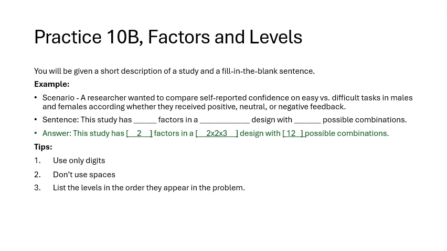And list the levels in the order they appear in the problem. And by that I mean, when you're listing a 2 by 2 by 3 design, that's because that's the way it was in the problem. We had the 2 levels, easy, difficult, and then we had another 2, males and females, and then we had the 3, positive, neutral, or negative.